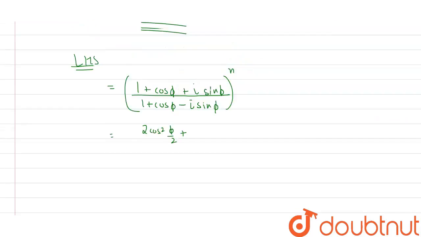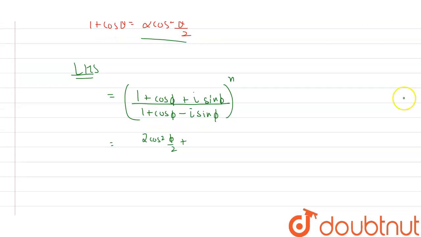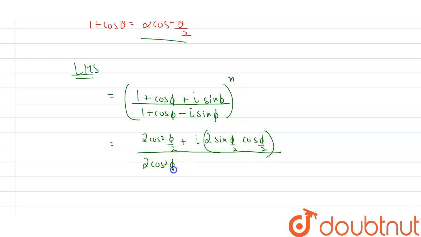Sin phi, as you can notice from this formula, is exactly 2 sin phi by 2 times cos phi by 2. So I can write this as i times 2 sin phi by 2 cos phi by 2. The denominator part is the same, just with the difference of sign: 2 cos square phi by 2 minus i times 2 sin phi by 2 cos phi by 2, and don't forget the whole power n.